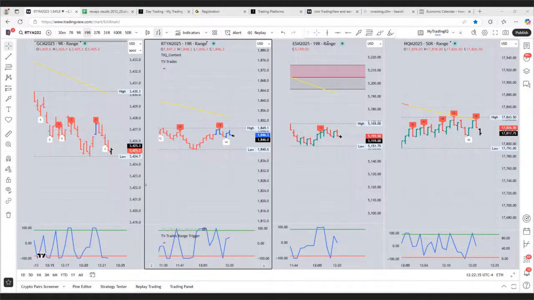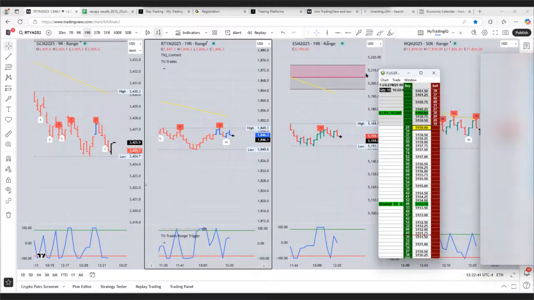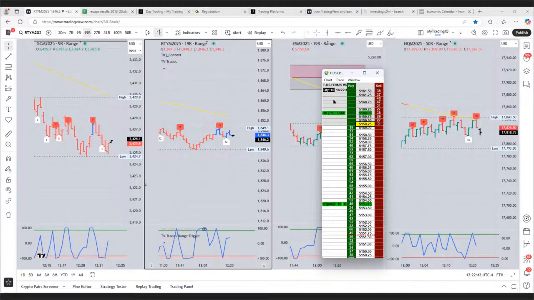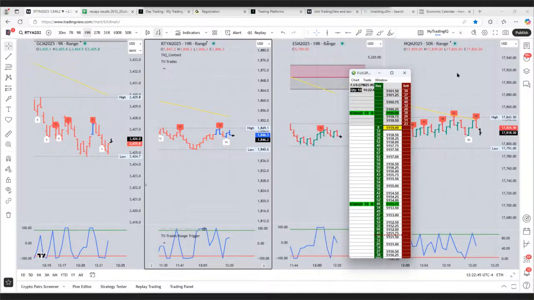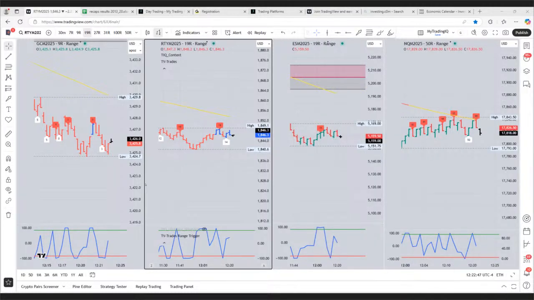And wouldn't you know, I accidentally placed it on the wrong DOM, and well, I'm in profit on it. So I'm just gonna throw my stop to break even, and I'm gonna reconfigure my DOMs so I don't do that again. I ended up shorting the ES instead of the NQ. I was trying to short the NQ. Lock in a couple of ticks.